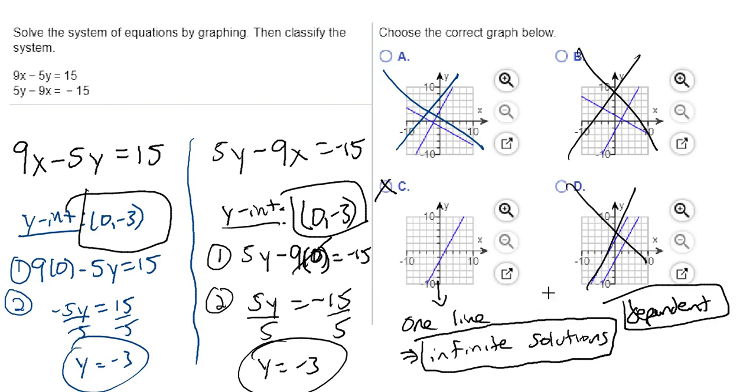And then for consistent versus inconsistent, you only pick inconsistent if there's no solution. Well, we have the opposite problem here. We have an infinite number of solutions, so we do not want to pick inconsistent. That only applies if there's no solution at all. So this is still consistent. If there's any solutions, it's always going to be consistent. The only time it's not consistent is if there is no solution. All right, so that concludes section 3.1 on solving systems of equations by graphing.